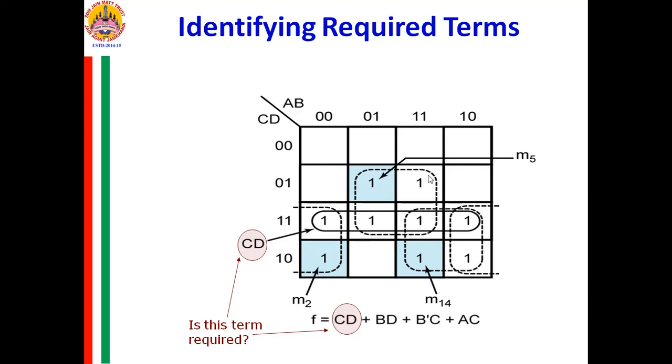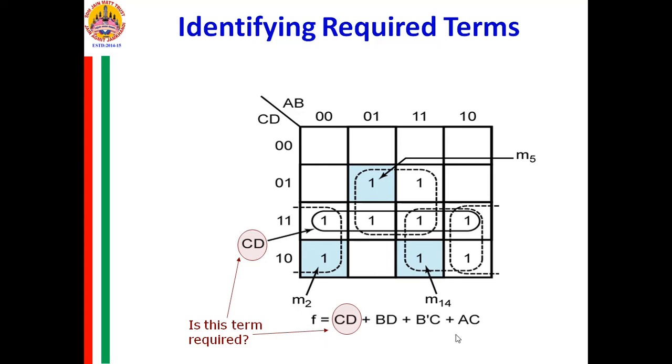Now for this particular K-map, let us identify the different terms which are essential in the function f. There are different quads formed. How many quads are formed here? Observe here: 1, 2, 3 and 4 quads are formed, and the function with these 4 quads is CD plus BD plus B bar C plus AC.